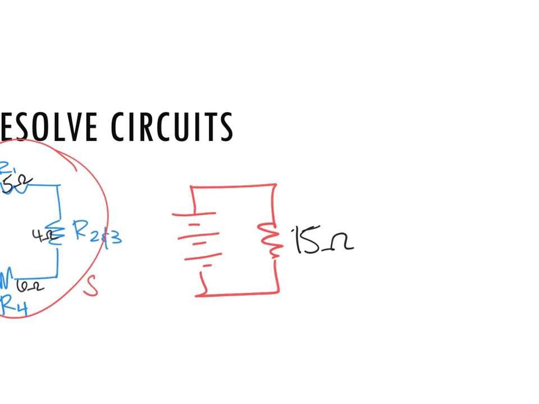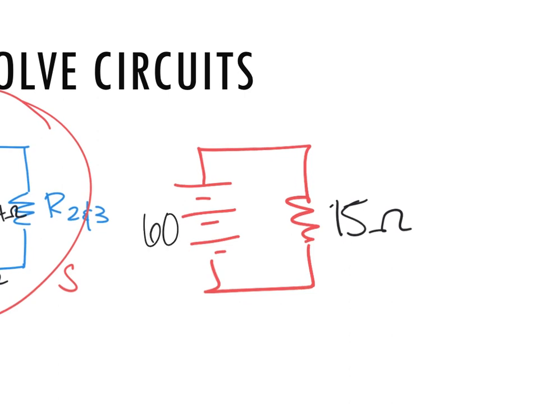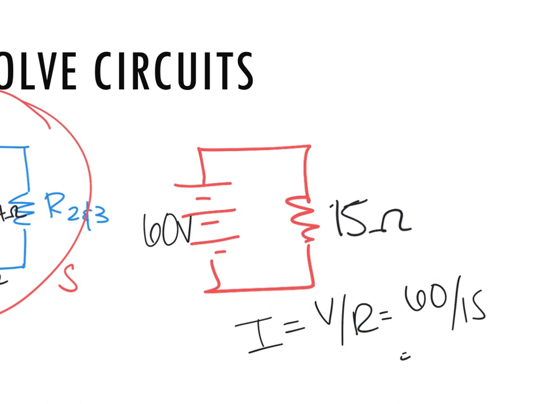15 ohms. The picture shows me that I have 60 volts from the battery. Could I solve for my current? Yeah, what's 60 divided by 15? Oh yeah, whoops. That's bad math on my part, sorry. 4 amps. So the total current flowing throughout is going to be 4 amps.